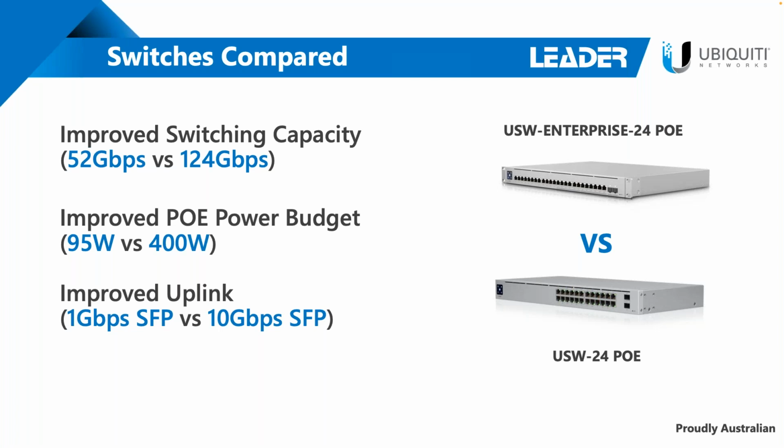The USW enterprise, so the 24-port enterprise variant of it, if it's fully populated, you can actually get up to 16 watts per port.